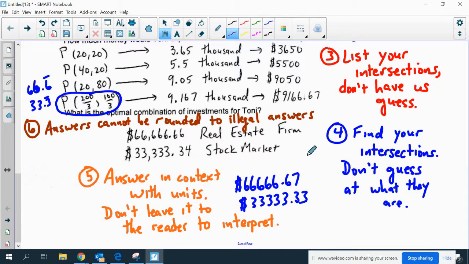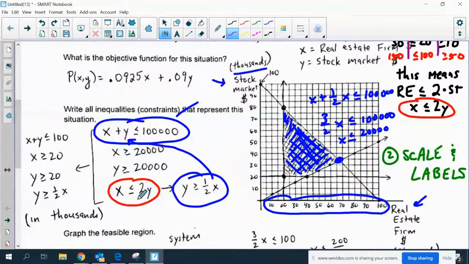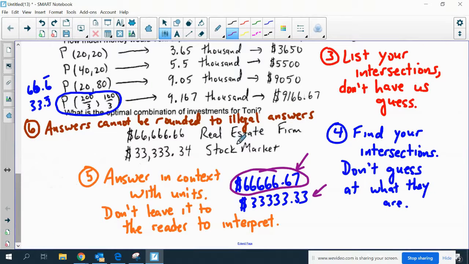Notice that this number is actually now more than twice as big as that number, which is illegal because we said that that can't happen, right? So make sure that we don't round answers to things that are illegal. They have to make sense in the context. Also, that happened a lot when people were guessing.